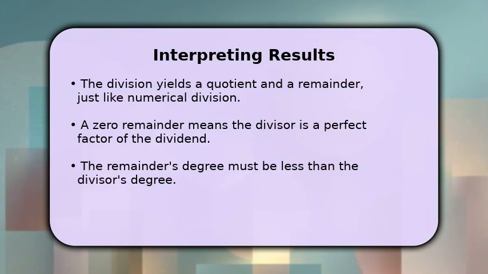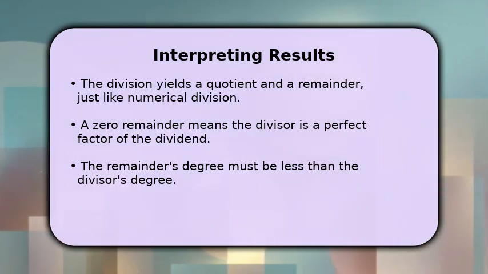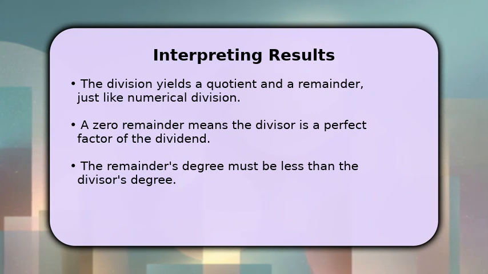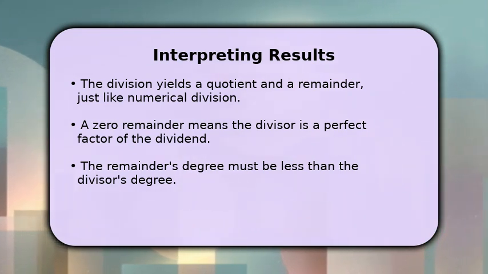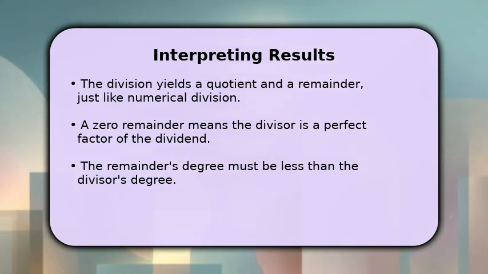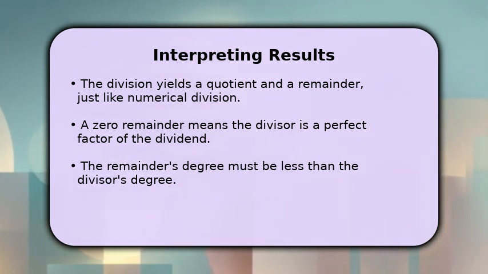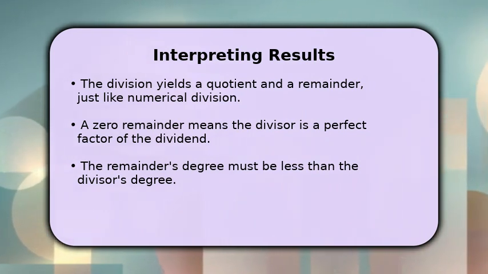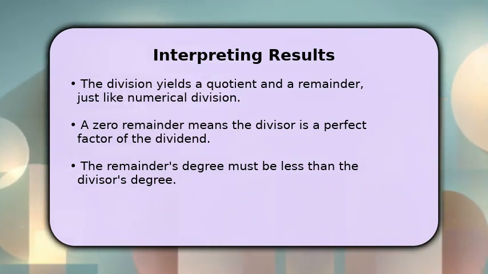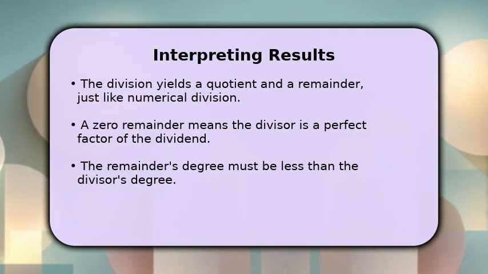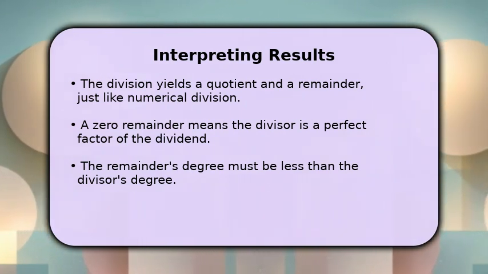After completing all the steps, you will have a quotient and potentially a remainder. The quotient is the polynomial written above the division symbol. The remainder is the final polynomial left at the bottom. If your remainder is 0, it means the divisor perfectly divides the dividend, making it a factor. Remember, the degree of your remainder must always be less than the degree of your divisor.